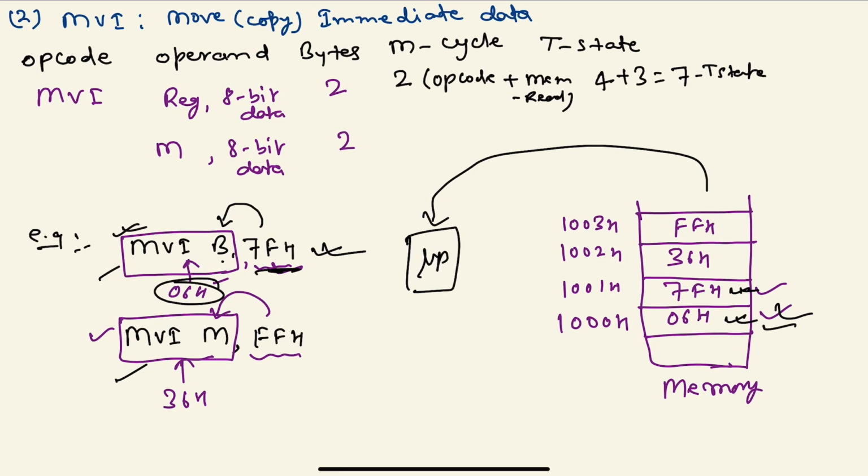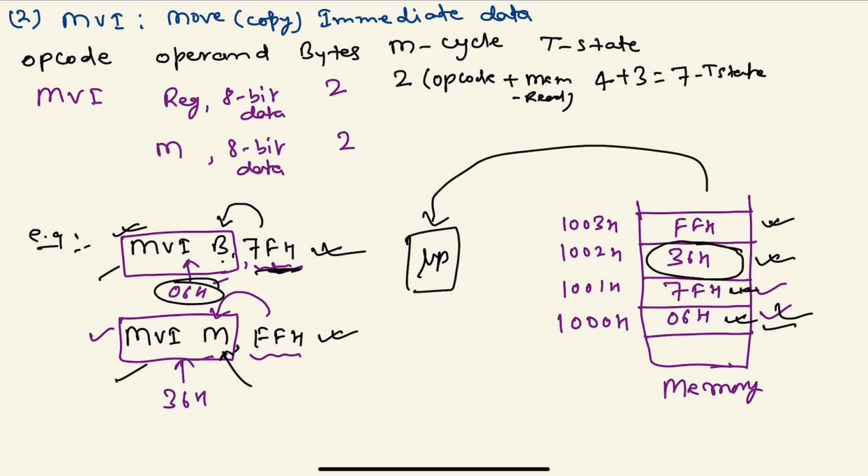Now we'll come to the second variant, MVI M, FFH. As I explained, this will take 2 bytes to store this instruction in memory. The first byte is stored as 36H, and the second byte is stored as FFH, the immediate data. So how will it operate? First of all, it will perform the opcode fetch operation of 36H. After decoding and execution of 36H, the microprocessor understands that the immediate data must be stored into the memory location pointed to by the HL register pair. So first it will perform the opcode fetch operation for MVI M as 36H.